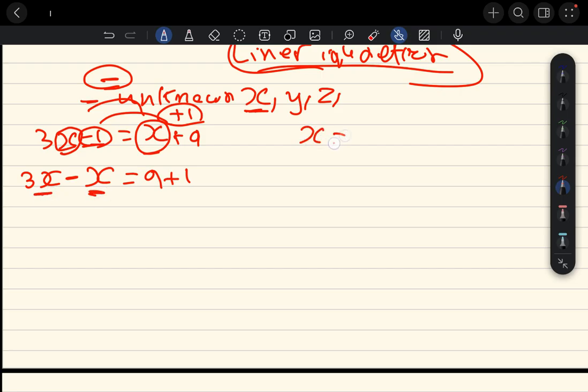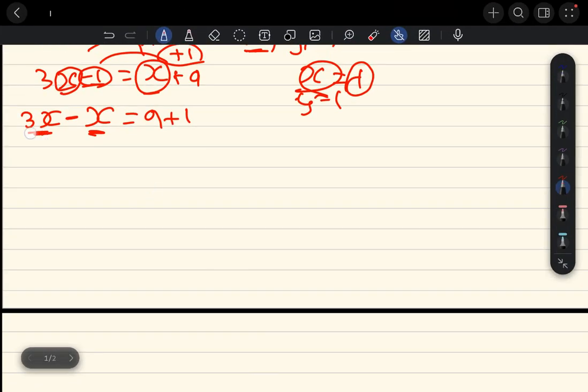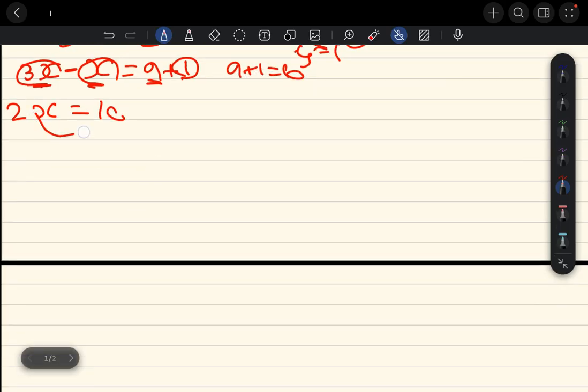By the way, x is equal to 1, y is equal to 1. Any variable that we don't know the value of, and it's only x without a coefficient, its value will be 1. So 3x minus x is equal to 2x, equal to 9 plus 1. 9 plus 1 is equal to 10. Common sense. So we're gonna do the 2 to the other side. 10 upon 2 equals what? Equals 5. So x equals 5.